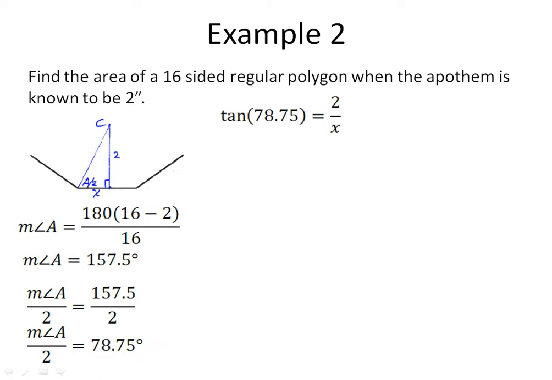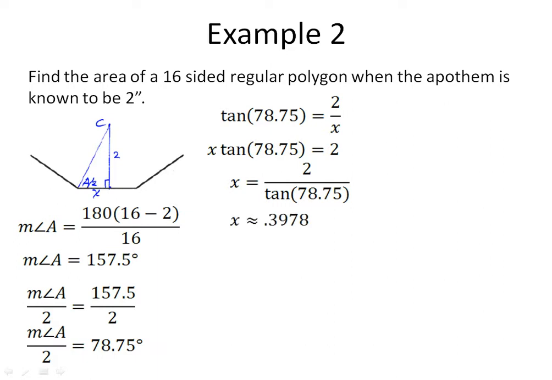So the tangent of 78.75 is equal to 2 over x, so we cross multiply, which gives us x times the tangent of 78.75 is equal to 2. So now we divide both sides by the tangent of 78.75, which gives us what x is, and so x is going to be 0.3978 inches.